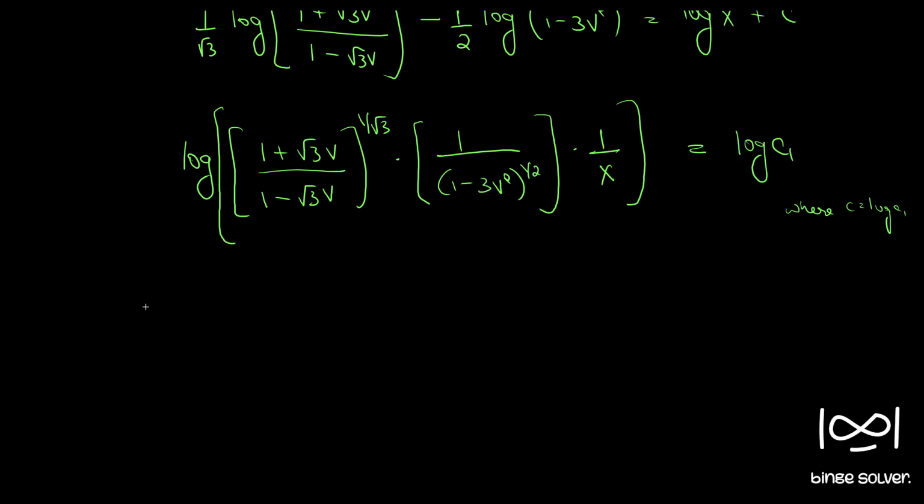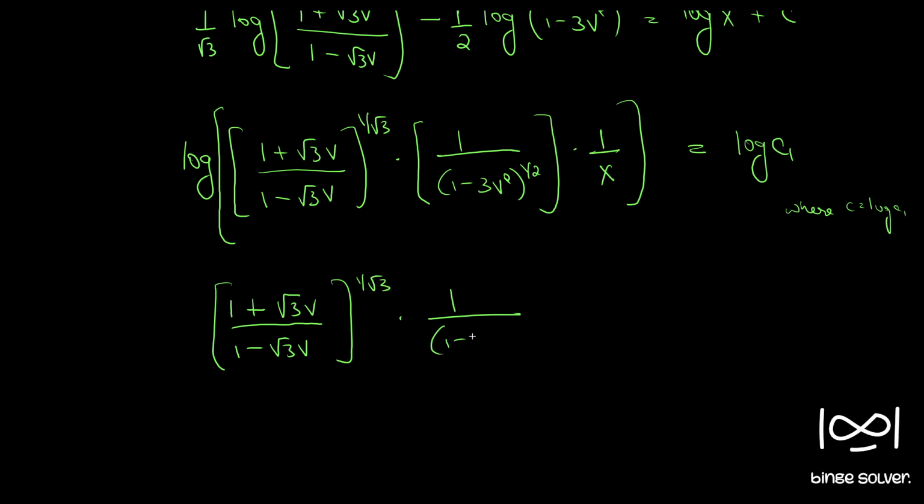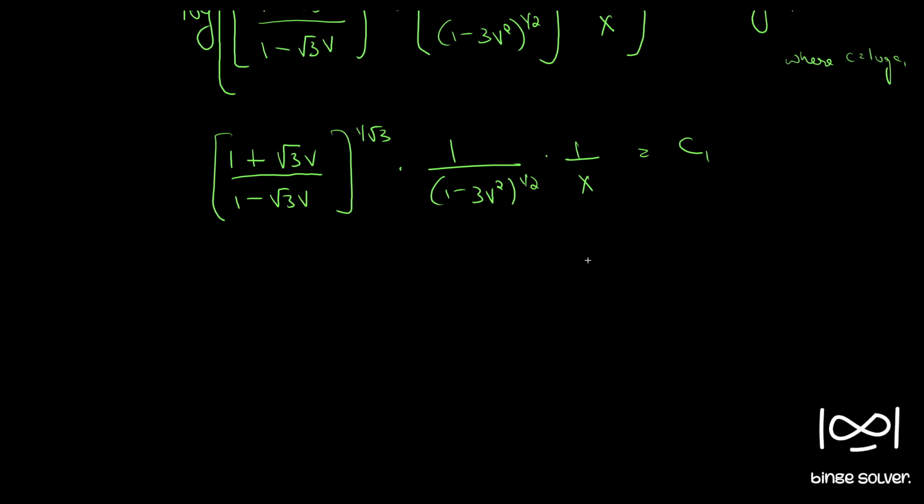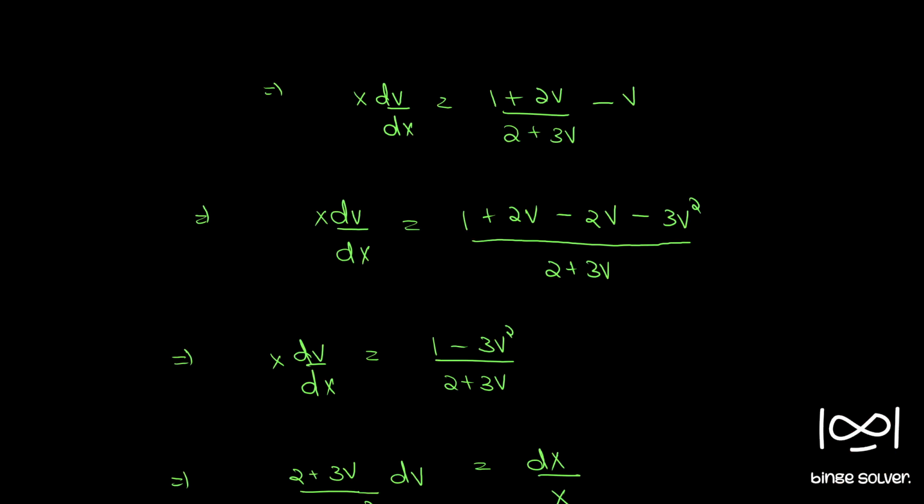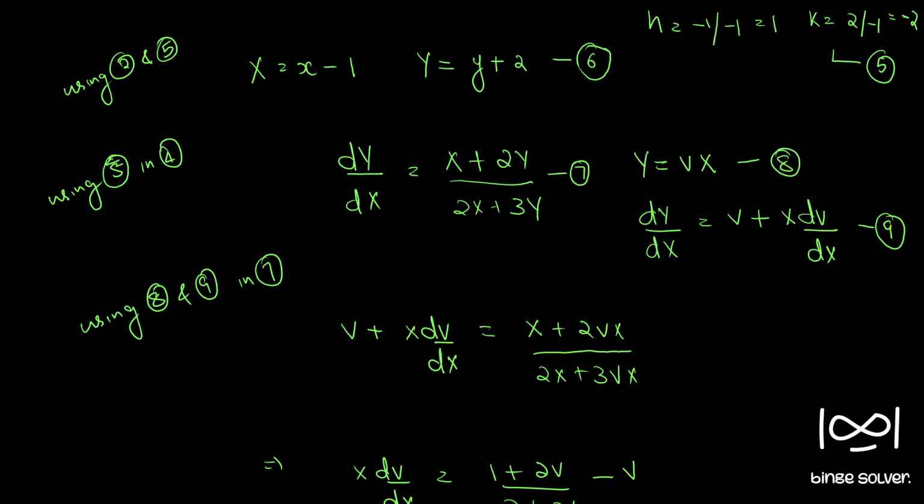So we can simplify this further as (1 plus root 3v) by (1 minus root 3v) raised to 1 by root 3 into 1 by (1 minus 3v square) raised to 1 by 2 into 1 by x is equal to c1, an arbitrary constant. So now using 8 we have v equal to y by x, right? v equal to y by x.